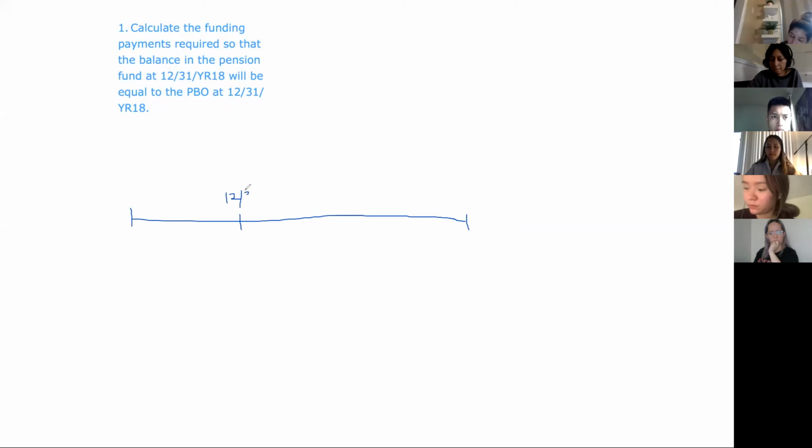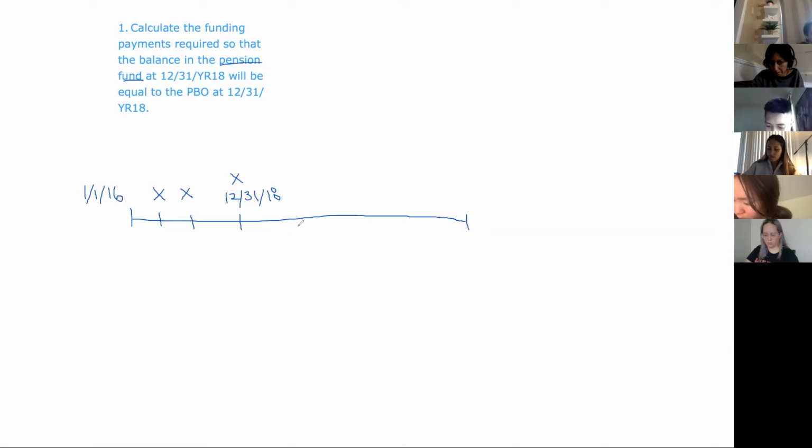December 31/18. Funding payment. So is today's date 1/1/16? The company will make payment toward this pension fund 1 time, 2 time, and 3 times, right?